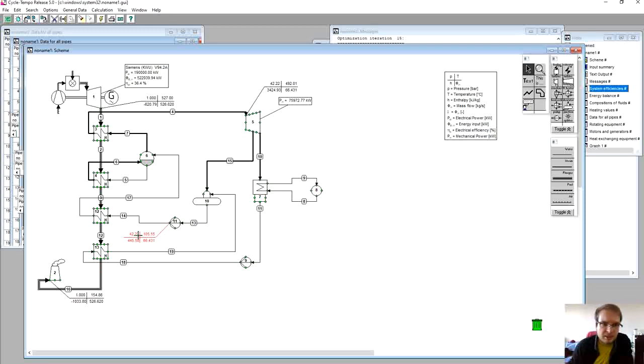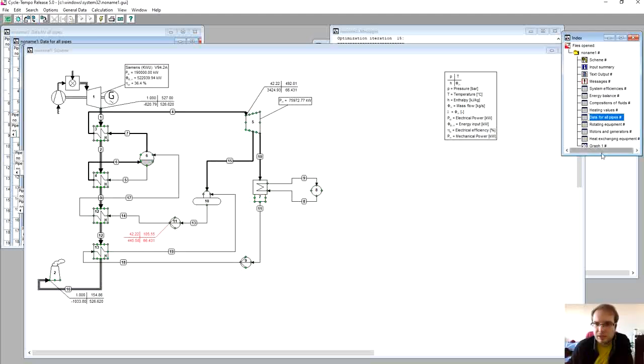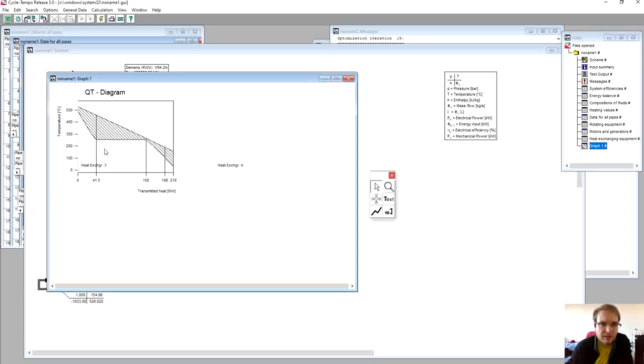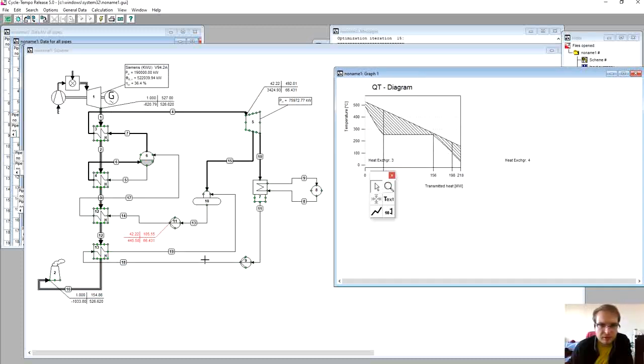So our system is at much lower pressure, which means all the components are with not so thick walls, meaning lighter, cheaper, and also we've got a maximum efficiency where now the turbine output is almost 76 megawatts. Also we can have a look, one last time, at the data for all pipes, and we can see the turbine outlet has a quality of actually 89%, so it's fairly good. And we can have a look at our graph of the QT diagram. We use most of the heat from the heat source.